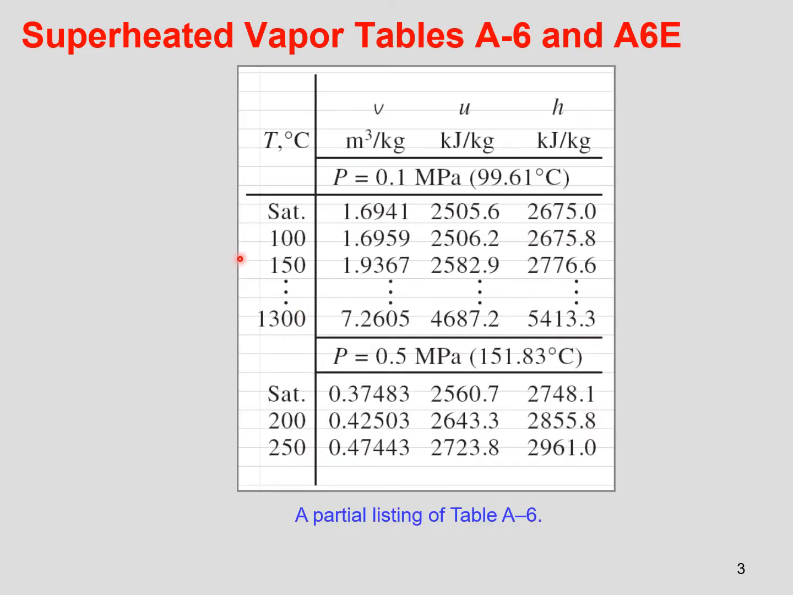If we determine our problem is dealing with a superheated vapor, then we want to go to tables A6 or A6E, depending on if we're using the metric or English system. Here's a partial list of tables A6 and A6E. Again, you have to be familiar with what you're looking at here. You have temperature, you have pressures, usually in terms of megapascals, specific volume, internal energy, enthalpy.